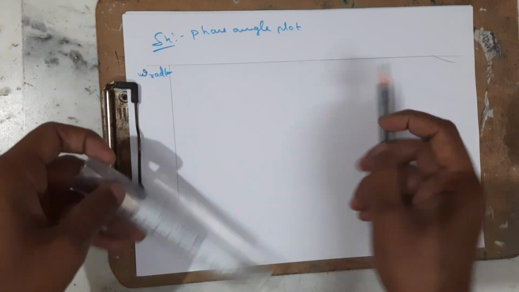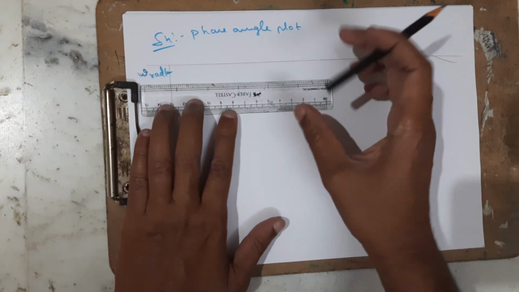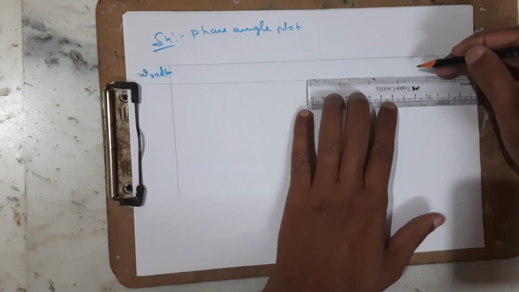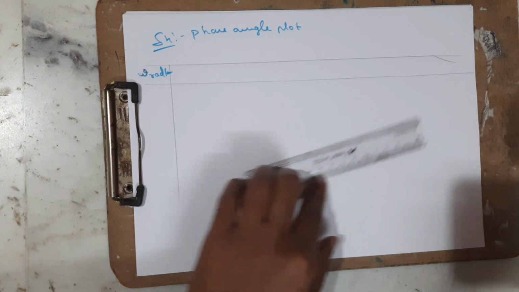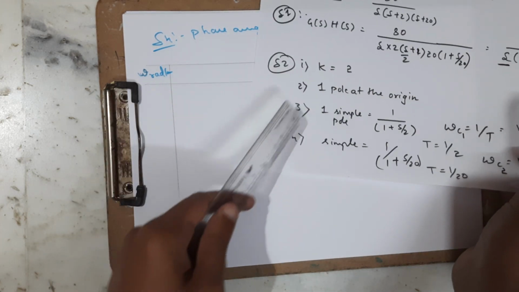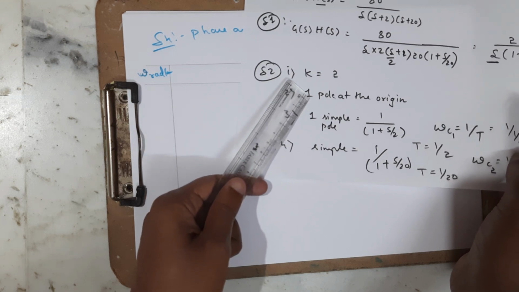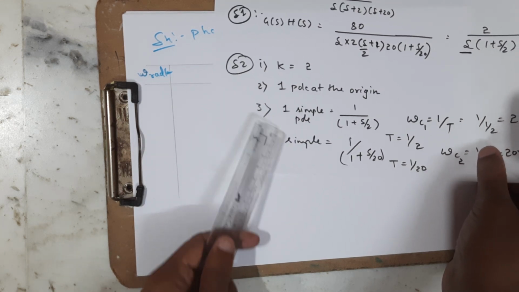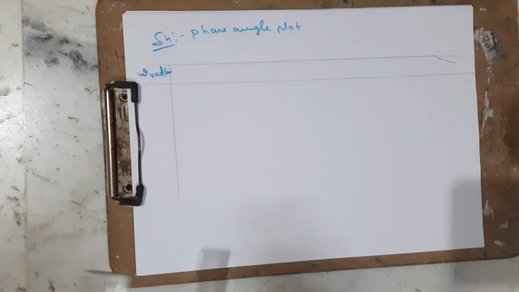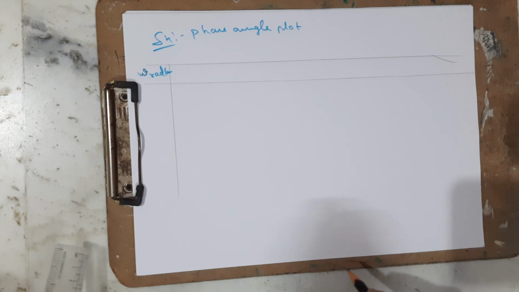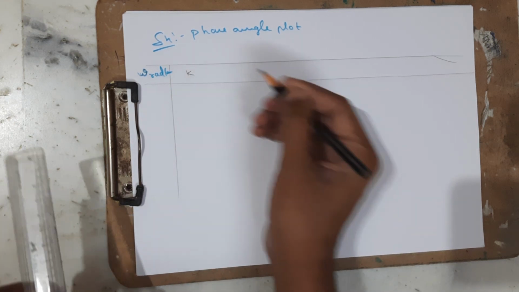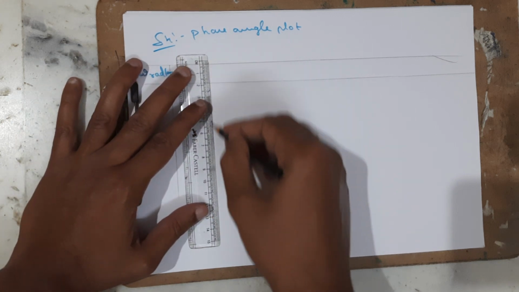Here we are having various factors. What are the various factors we have? There are 4 factors in this problem. K is equal to 2, 1 pole at the origin, 1 simple pole and another simple pole. Therefore, what is the contribution of K to the phase angle plot? That is the first one.